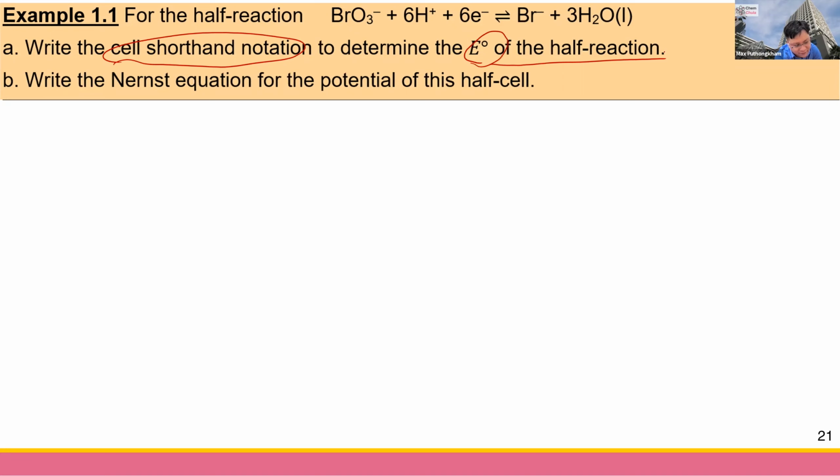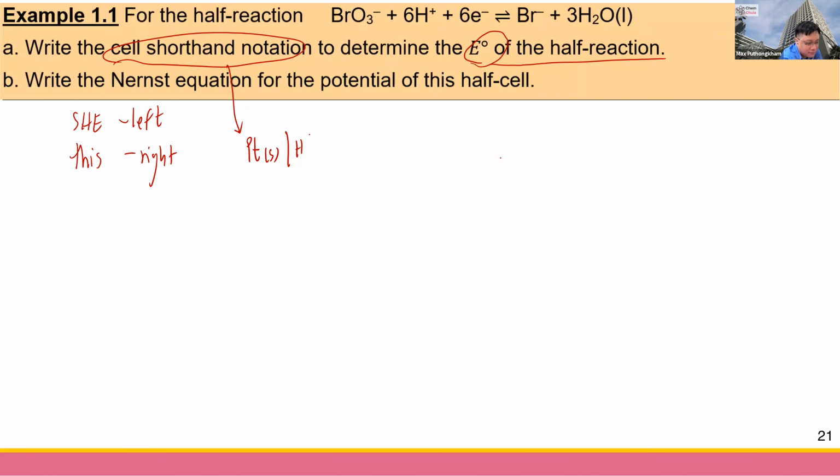So we just learned, right? The definition: we have to put the SHE on the left, and then you have to put this one on the right. So your cell shorthand notation is going to start with the left first. You should be able to remember now that the standard hydrogen electrode uses platinum as the inert electrode. So it's going to be platinum solid. And your SHE has proton and hydrogen gas.